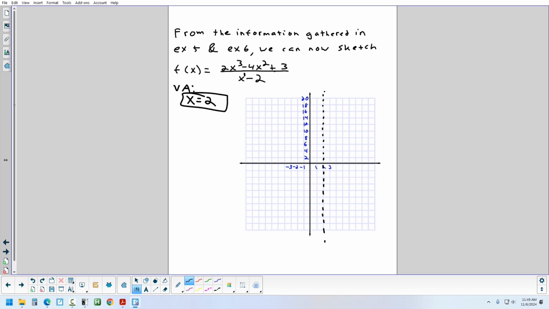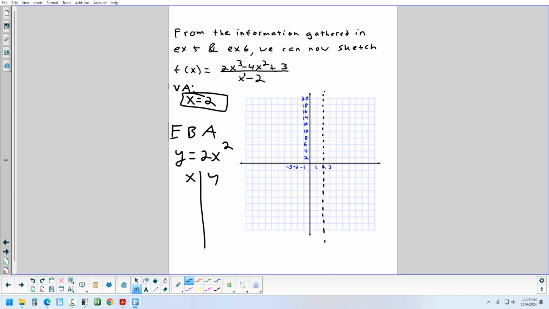Now what we want to do, since the degree in the top is bigger, is find the EBA. Well, we already did that. Now you'd have to do the synthetic division and then get your answer. What did we get for the EBA when we did the synthetic division? Y equals 2x squared.